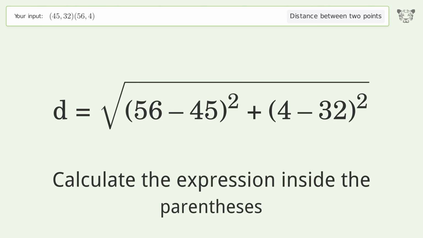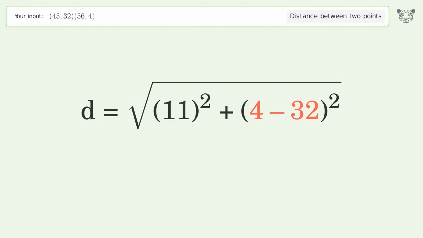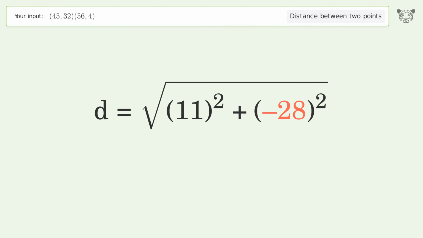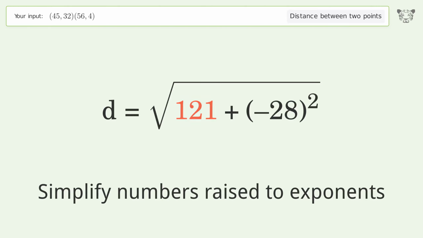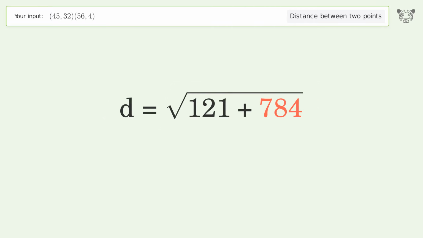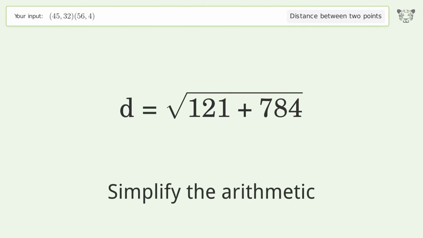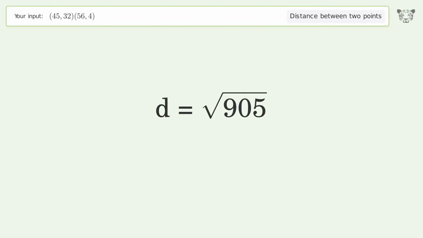Calculate the expression inside the parentheses. Simplify numbers raised to exponents. Simplify the arithmetic. And so the distance between the 2 points is the square root of 905 or 30.083.